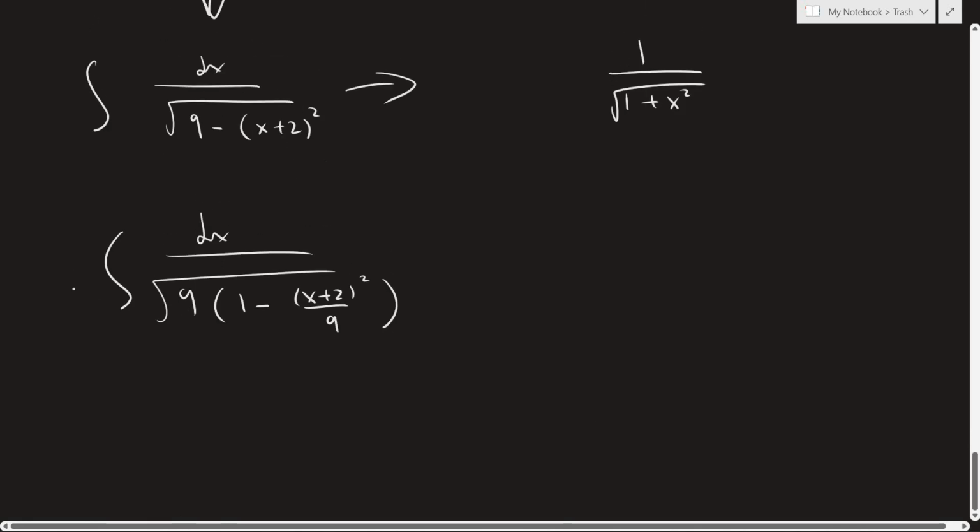Radical 9 is 3, so it's going to be 1 over 3, and remove the 9 here. And this one should be u, but the problem is x plus 2 over 9, the whole thing should be squared. So what we're going to do is remove the squared here, square the whole thing, and radical the bottom, which is radical 9, which is 3. Great, replace this here.